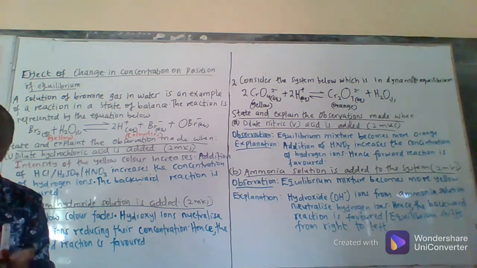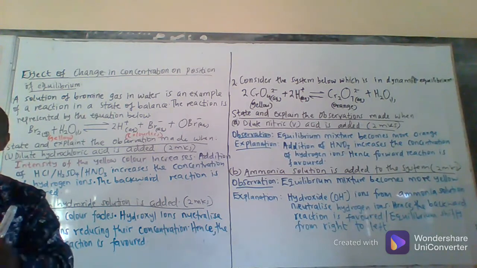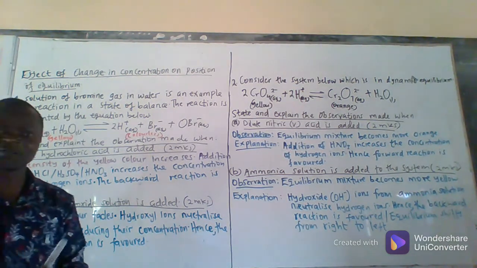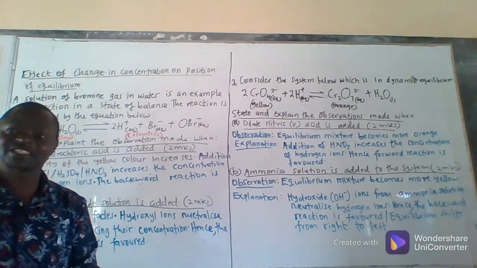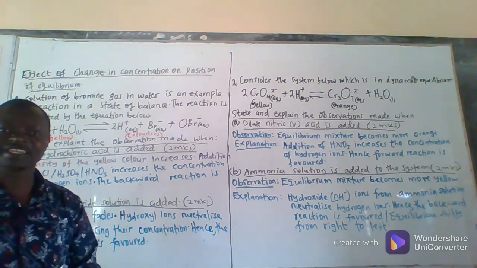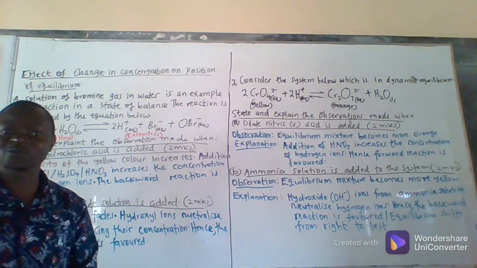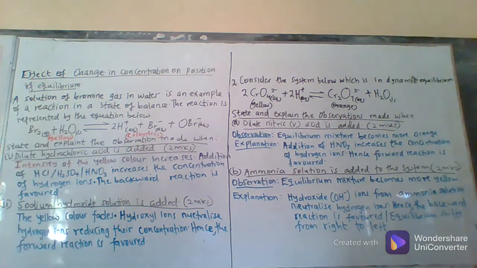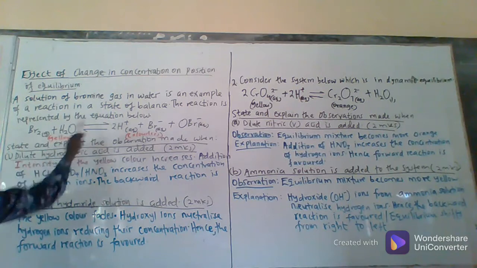But now, the most important part of that subtopic is the application of Le Chatelier's principle in explaining the effect of change in concentration on position of equilibrium. Now, we are going to use this question to see how change in concentration is going to affect the position of equilibrium. The question here is that a solution of bromine gas in water is an example of a reaction in a state of balance. The reaction is represented by the equation below.